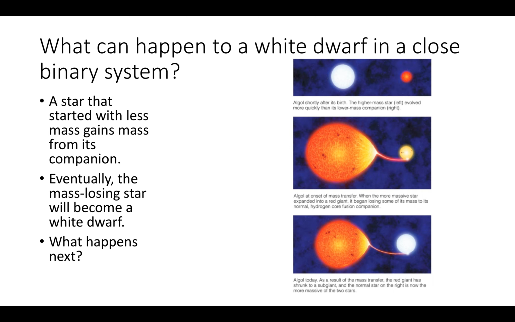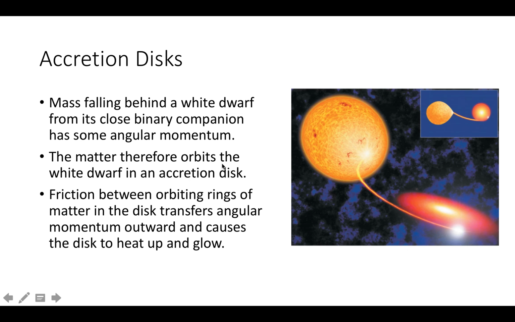Now, sometimes white dwarfs can be found in binary systems. Okay, so a star that started with less mass gains mass from its companion star, and then eventually the mass-losing star will become a white dwarf. And then what happens next? Well, you might end up with something called an accretion disk, where mass gains angular momentum and starts to spin and flatten into a disk. We have friction going on in this process, and then angular momentum as well, and the disk can heat up and start to glow.